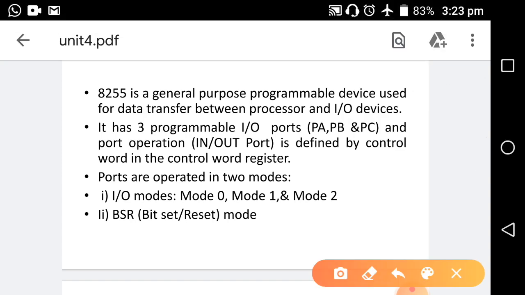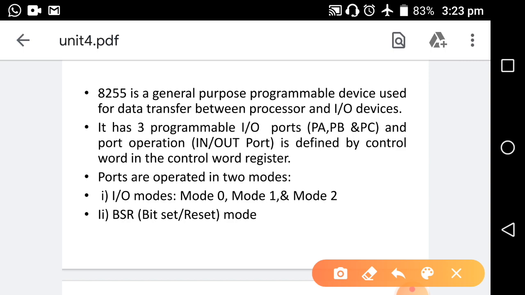So, 8255 is the general purpose programmable device which is used for data transfer between the processor and the interfacing devices. That means input as well as the output devices. 8255 is the programmable IC which can behave as an input port as well as the output port, and in the bidirectional mode also. Means it can work as the input as well as the output at the same time.